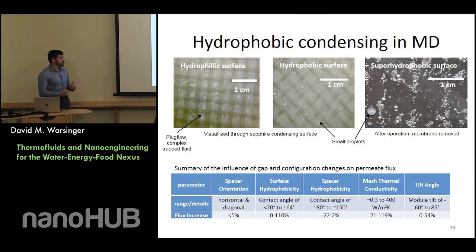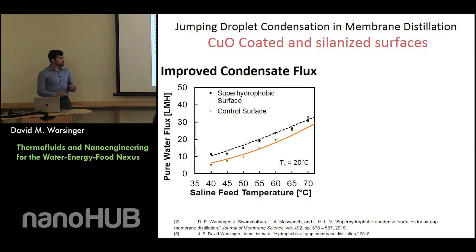And so we can see a few different regimes. We look at spacer designs, as well as these jumping droplet surfaces, and we have more results to come with our brand new apparatus. Some of the takeaways: when we go to jumping droplet condensation, we have an increase of the overall flux. So especially at lower delta T's, which are more realistic, we can even double our permeate production rate.